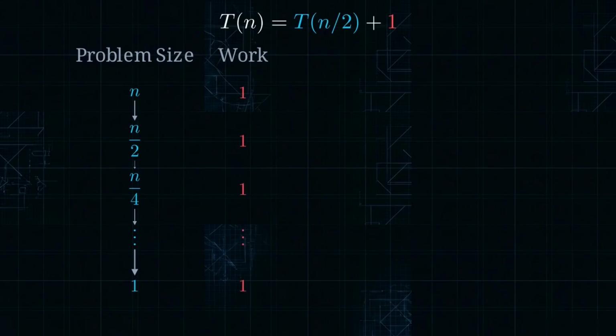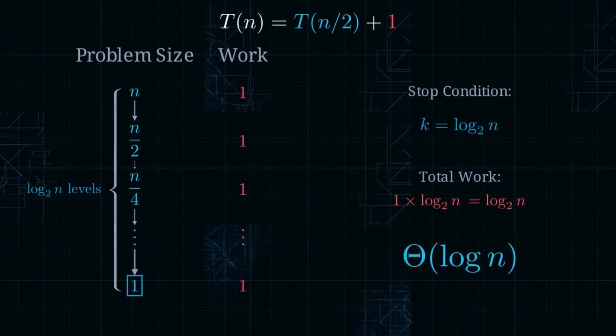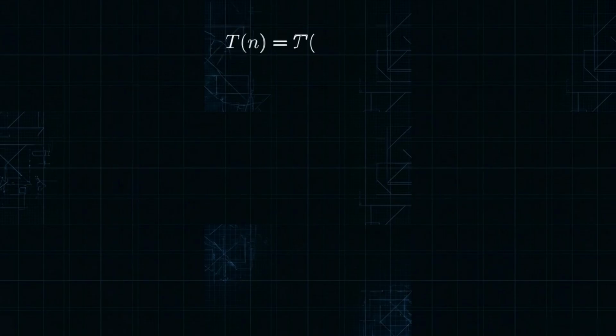To figure out how far down this tree goes, we stop when the problem size reaches 1. Setting our division, n over 2 to the power of k, equal to 1, and taking the log base 2, gives us a tree height of exactly log n. Since we perform one unit of work across log n levels, adding them all up yields a total complexity of theta of log n.